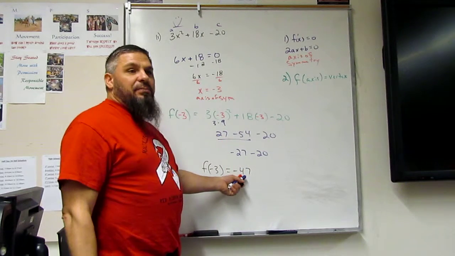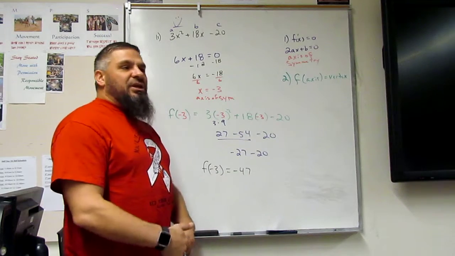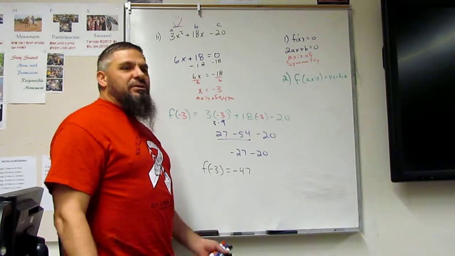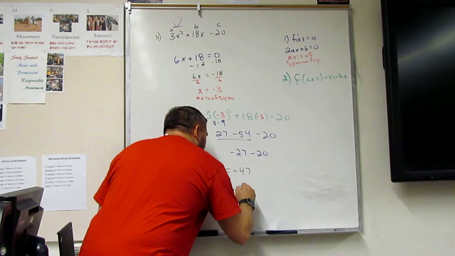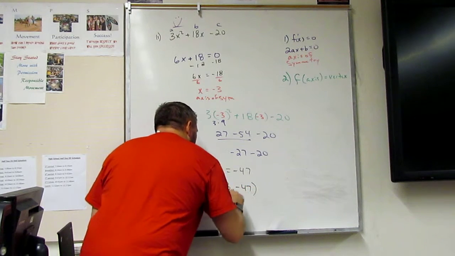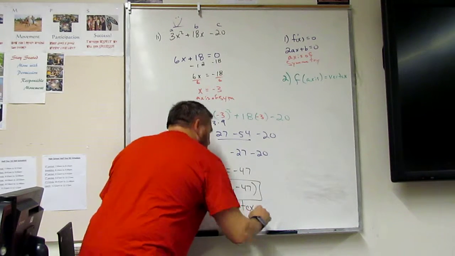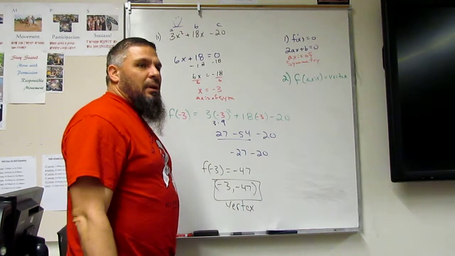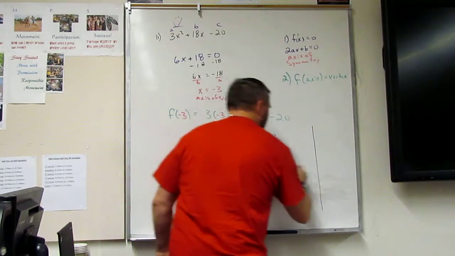Now that's a big number, but we can just change our scales. That's all you have to do. Change the scale of the graph. So I got negative 3 and negative 47, and that is what we call our vertex. So if we were to graph this right now, okay?